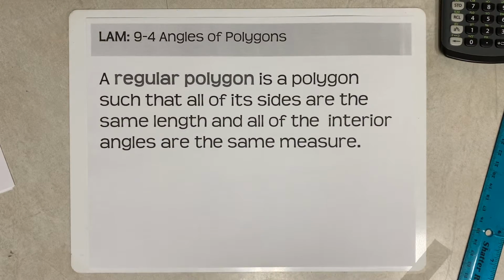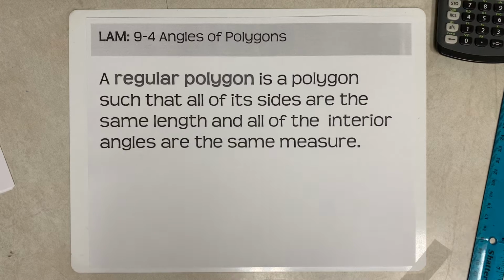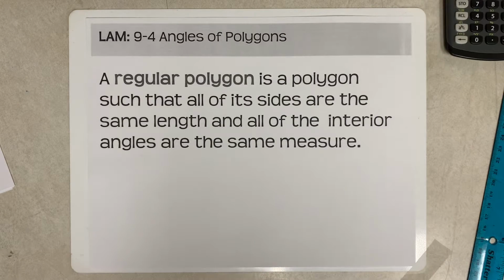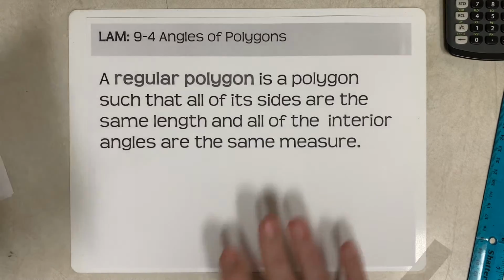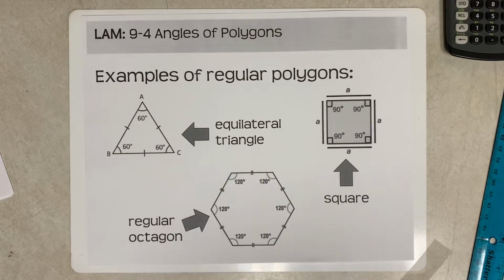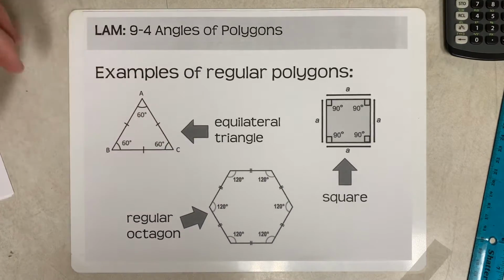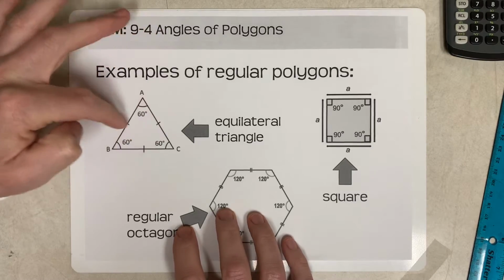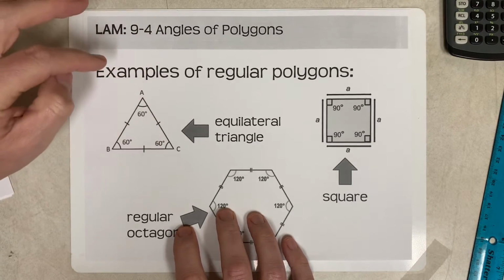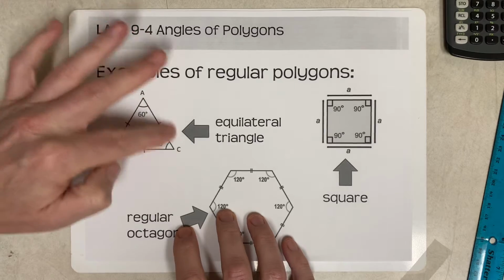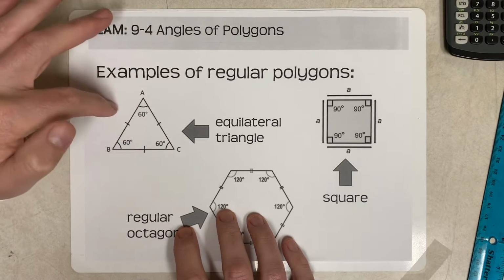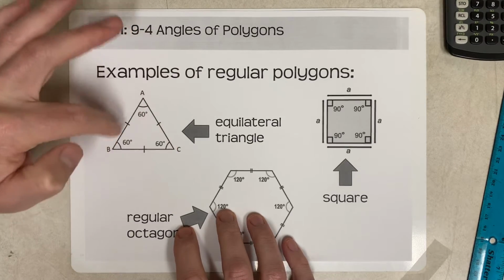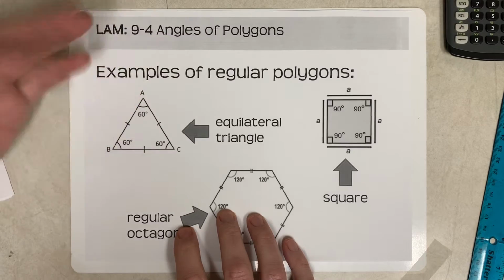Now we have this definition. A regular polygon is a polygon such that all of its sides are the same length and all of the interior angles are the same measure. You encounter these frequently in the form of an equilateral triangle. All the angles are 60 degrees and all of the sides are the same length. Classifying it by its sides would be equilateral. If we want to classify it by the angles, we call it equiangular, but we're not doing that this time.